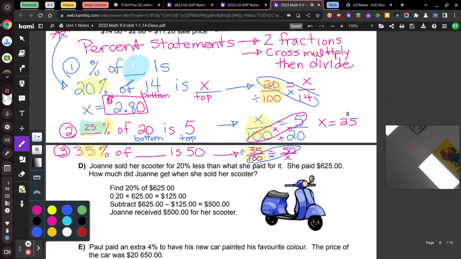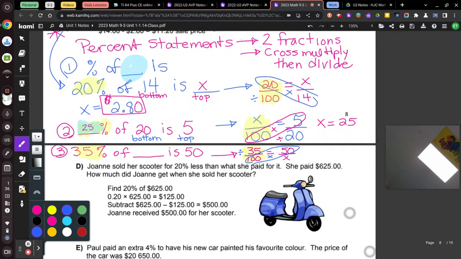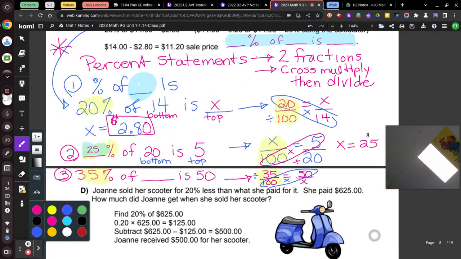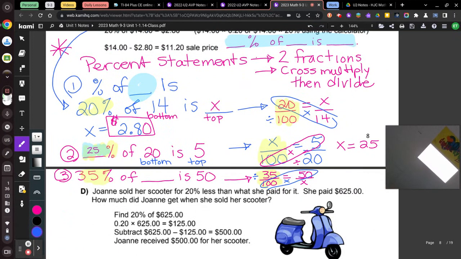Divide. Whoops. There we go. 142.86. So we get X equals 142.85, yada, yada, yada. It goes on forever.